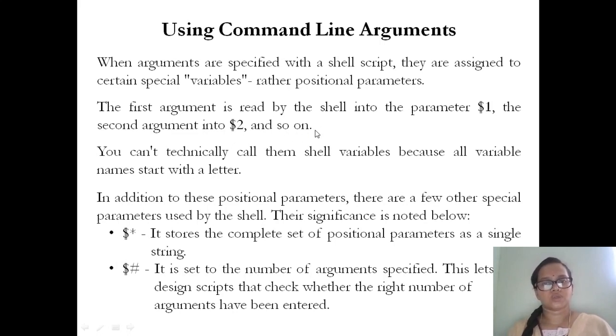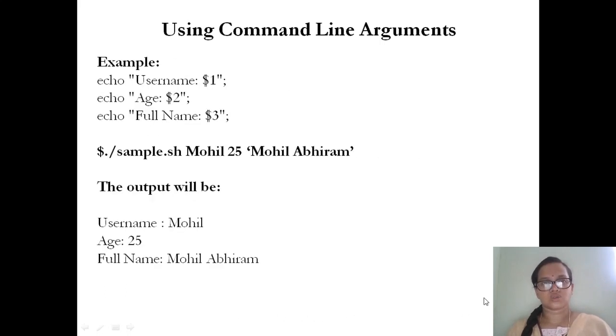Technically, you call them shell variables, because all variable names start with a letter. In addition to these positional parameters, there are a few other special parameters used by the shell. Dollar with star stores the complete set of positional parameters as a single string. Whatever parameters you give, everything will be stored in a single string. And the $# is set to the number of arguments specified, and this lets you design scripts that check whether the right number of arguments have been entered or not.